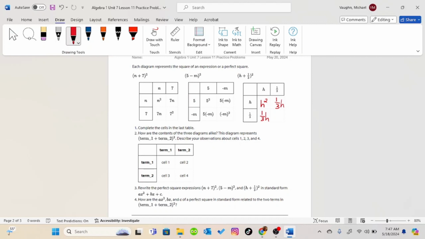So in table 3, when we multiply 1/3 times 1/3, we're going to have 1/3 squared. Number 2. How are the contents of the three diagrams alike? This diagram represents term 1 plus term 2 squared. Describe your observations about cells 1, 2, 3, and 4.